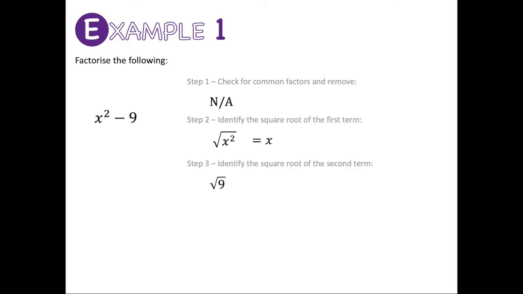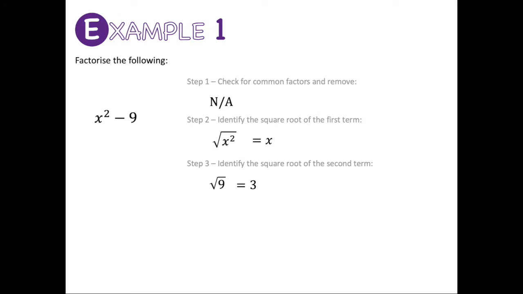The first one we're going to look at is x squared minus 9. So we've got our subtraction, so we know we can have a go at using this method to complete the factorization. So first step, looking for any common factors, we don't have. So then the second step is we need to identify the square root of the first term, and the first term in the expression is x squared. So the square root of x squared is equal to x. Then I want to identify the square root of the second term, which is 9. So the square root of 9 is equal to 3.